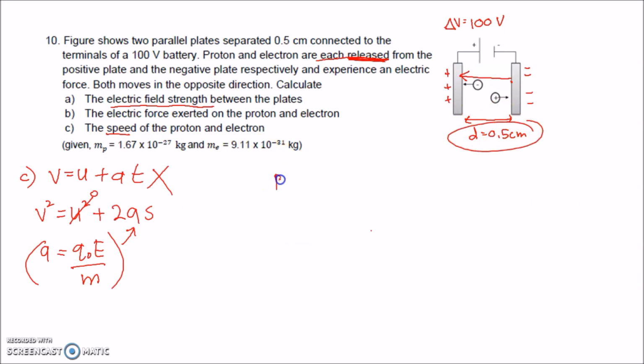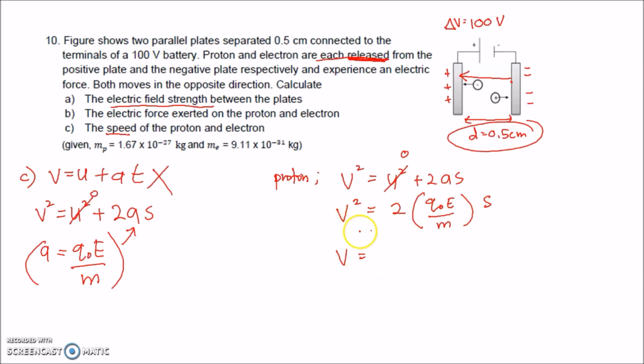So for proton, V square equal to U square plus 2AS. Initial velocity is 0. Thus, V square equal to 2, A is Q naught E over M, and S. Substitute the value. So, square saya bawa ke kanan.